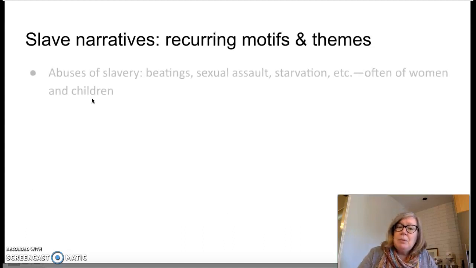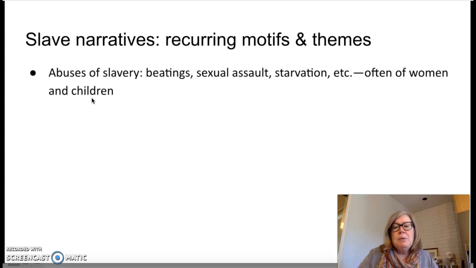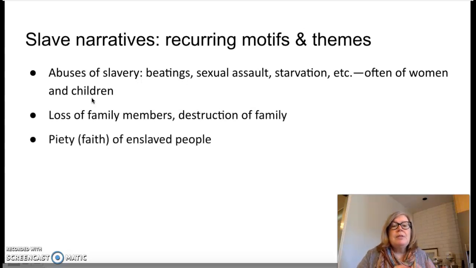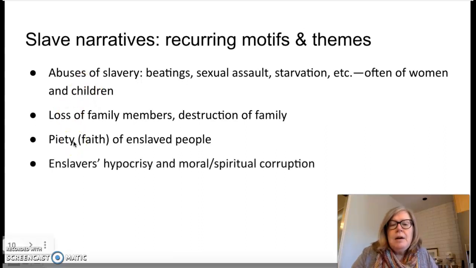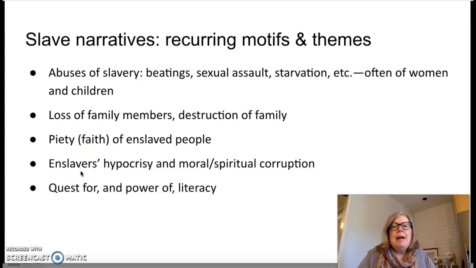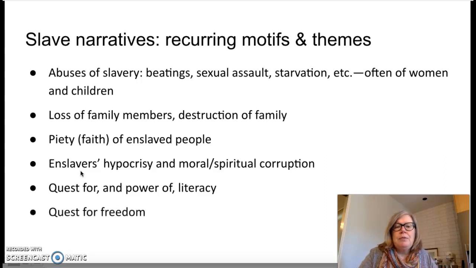And then also some of the themes and motifs in slave narratives we see here. The abuses of slavery, physical abuses, sexual abuses, starvation, the loss of family members when families are split up and sold away, when they're killed, the piety or faith of people who are enslaved, enslavers' hypocrisy and their own corruption. Again, the enslaved person's quest for literacy, the importance of literacy in that journey and the quest for freedom. So again, think about how Whitehead is using these themes that we've seen before in anti-slavery works and fictionalizing them.